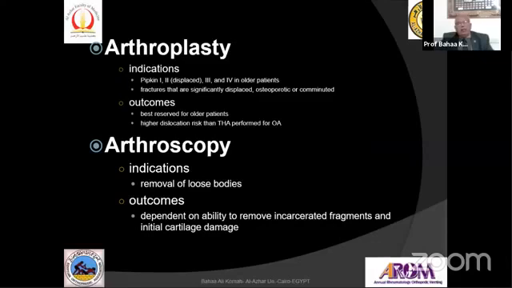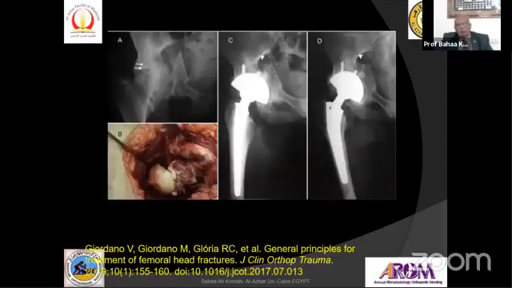It is indicated in Pipkin type 1, type 2 displacement, and type 3 and type 4 in all patients, and in fractures that are significantly displaced with osteoporotic or comminuted bone. The outcome is best reserved for the old patient, with a higher dislocation risk than total hip performed for osteoarthritis. What about arthroscopy? Indicated for removal of the loose body, but it is technically demanding, and the outcome depends on the ability to remove incarcerated fragment and the initial cartilage damage.